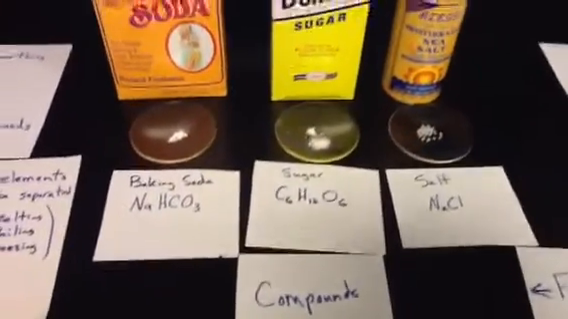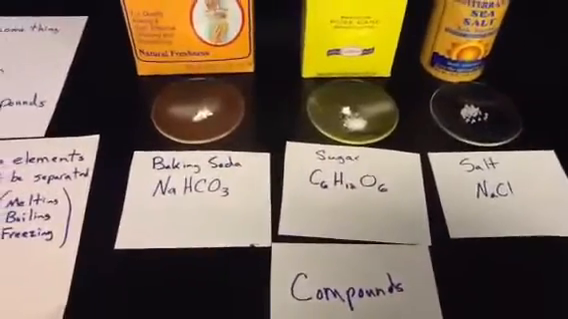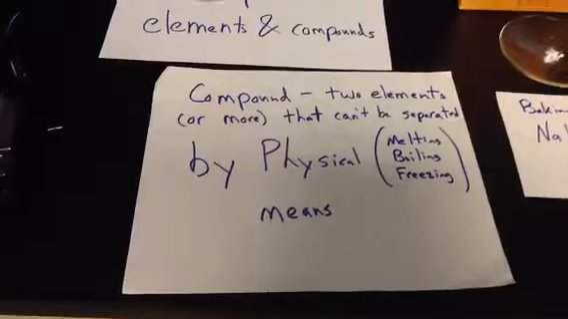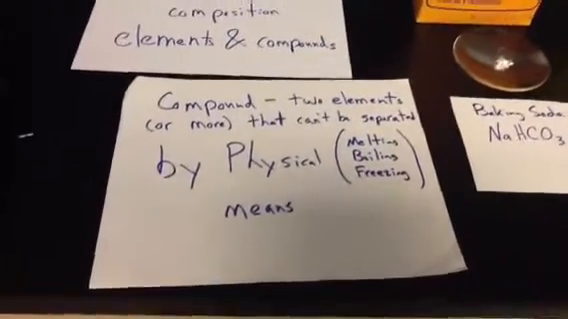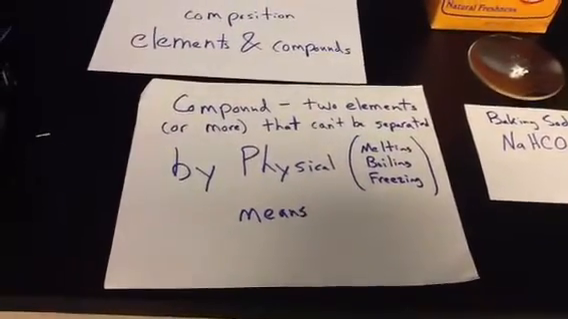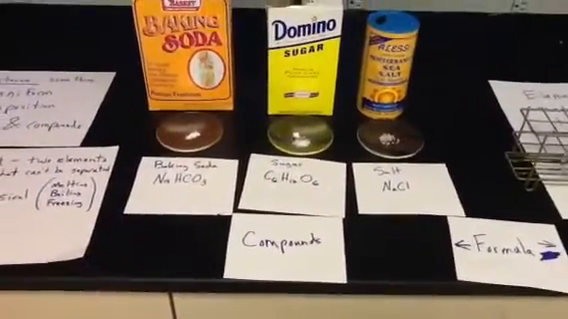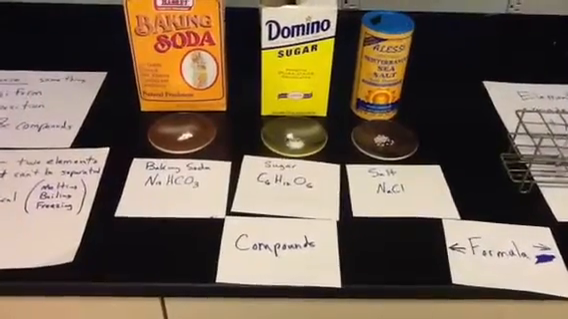You also have compounds. Compounds are two or more elements that are linked, or two or more elements that can't be separated by physical means, like melting, boiling, freezing. Now here are some various substances. These are all compounds: you've got sugar, baking soda, and salt.